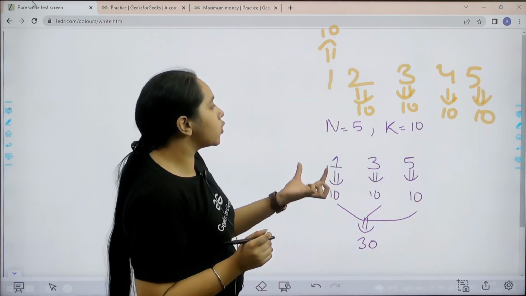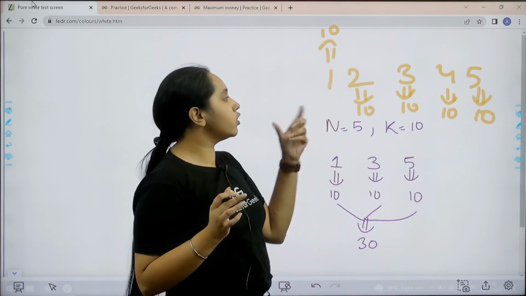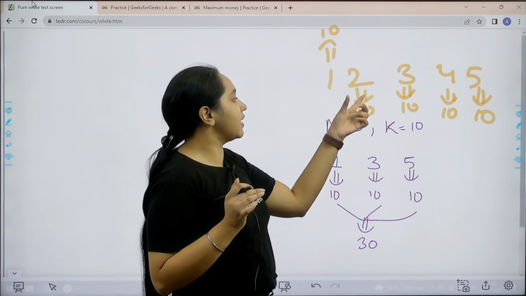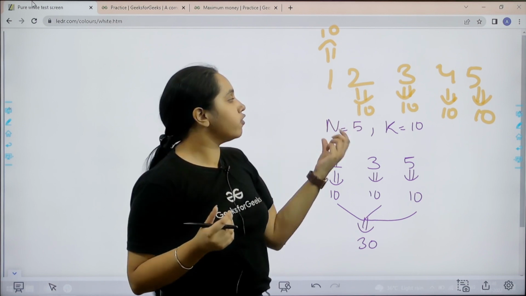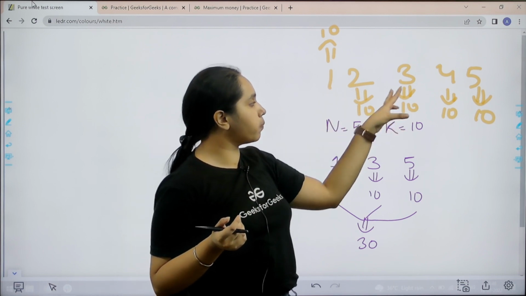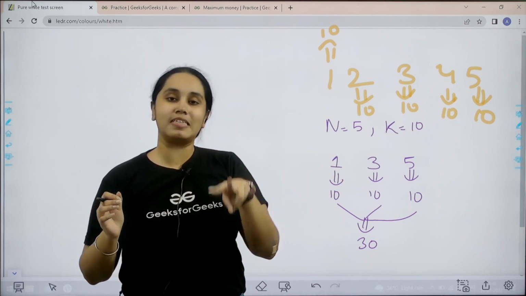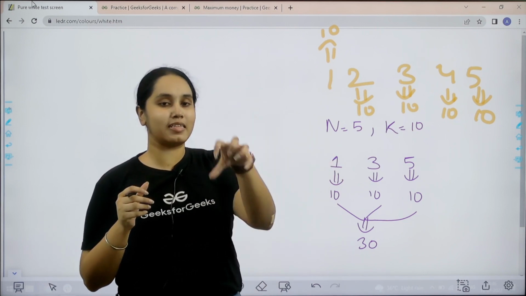Now according to the rule of the robber, he would not rob two consecutive houses. That means if he is robbing 1, then he would not rob 2. If he is robbing 2, then he would not rob 3 and go to 4. But he needs to collect the maximum money.